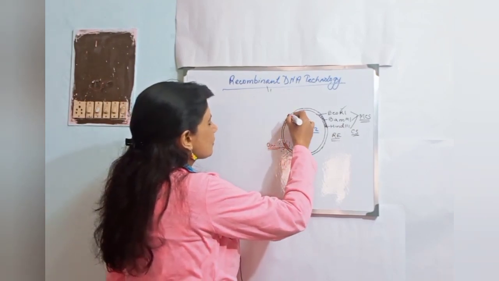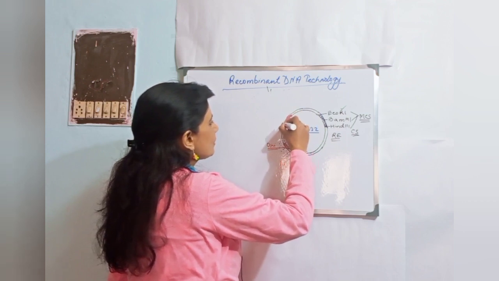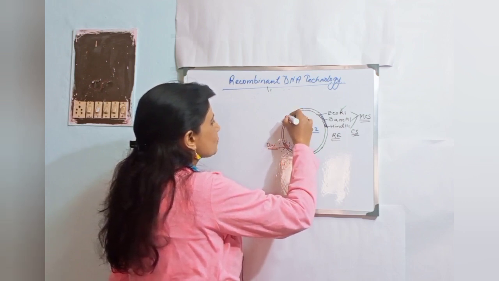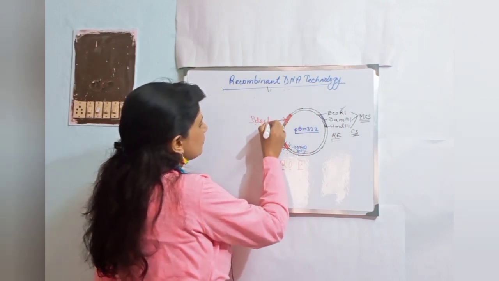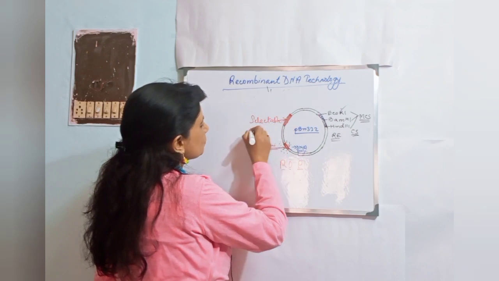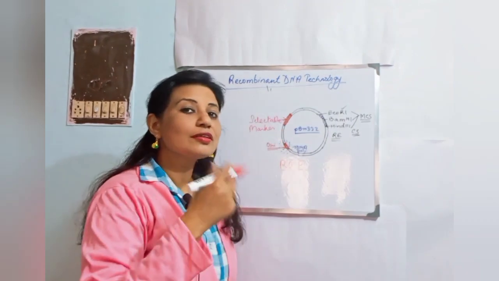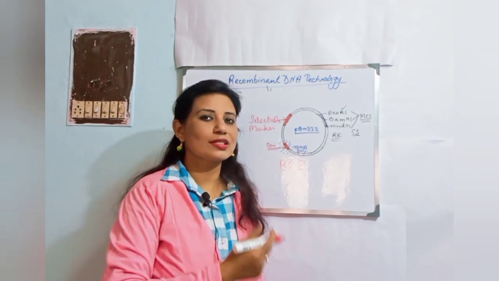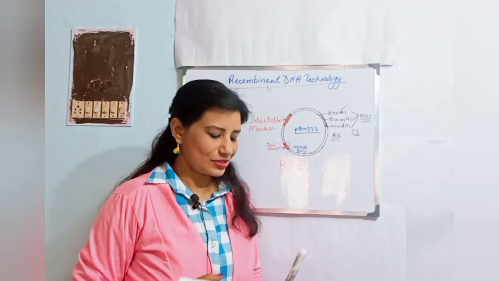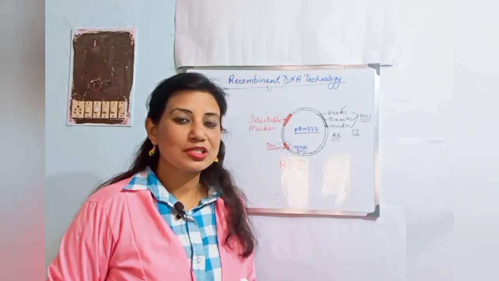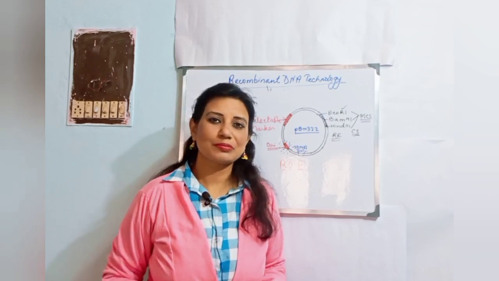There is a place where you will find the selectable marker is used. Here is the place where a selectable marker will be used, with either an antibiotic resistance gene or an enzyme producing gene. Now why do I need that selectable marker region? This is a question that we need to understand. Why do we need a selectable marker?